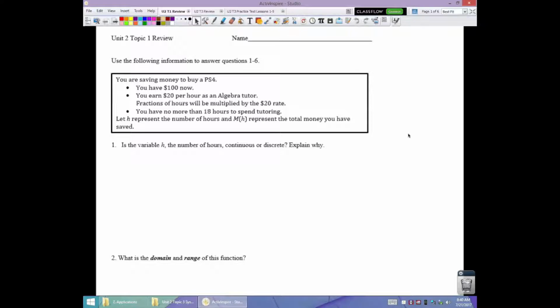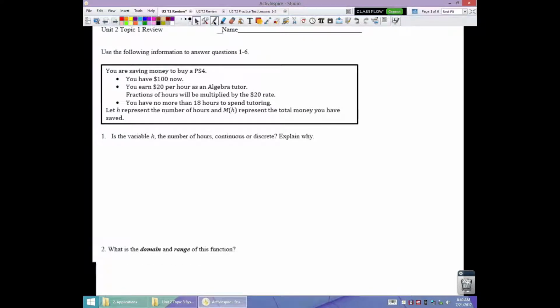All right, so we're getting ready to review for our Unit 2, Topic 1 assessment. These first few questions, you're dealing with this scenario. You're saving money for a video game system. You have $100 already, and you can earn $20 per hour as a tutor, right? Fractions of hours will be multiplied by the $20 rate.